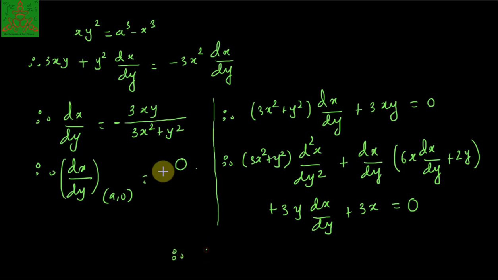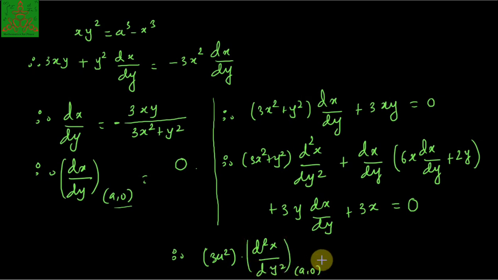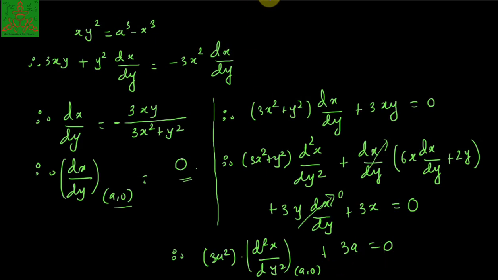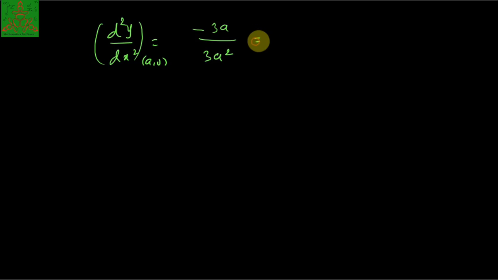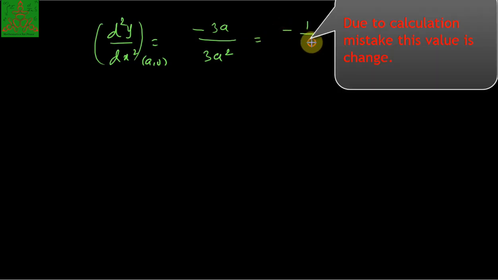Now if you want to calculate at the point a comma 0, this will give you 3a square into d square x upon dy square at point a comma 0, plus dx by dy, which we have already calculated as 0. So this term goes to 0 because 0 into anything will be 0. This term also goes to 0. So left is 3x, this is 3a equal to 0. So finally we have d square x by dy square, the second derivative of x with respect to y at the point a comma 0, as minus 3a upon 3a square. So that's why it is minus 1 upon a.